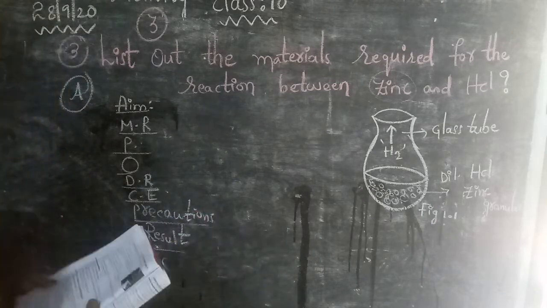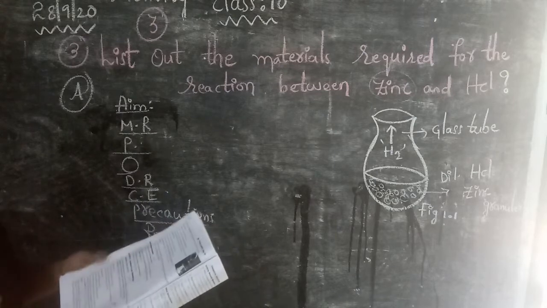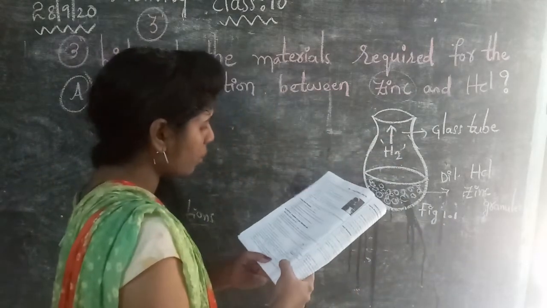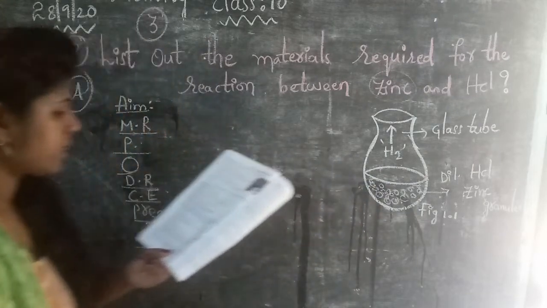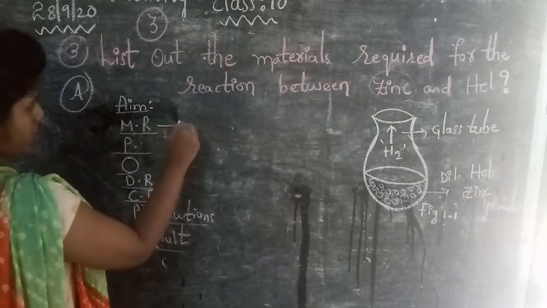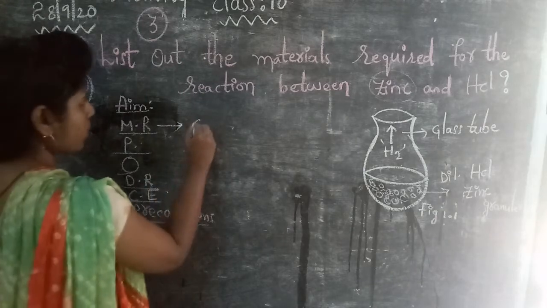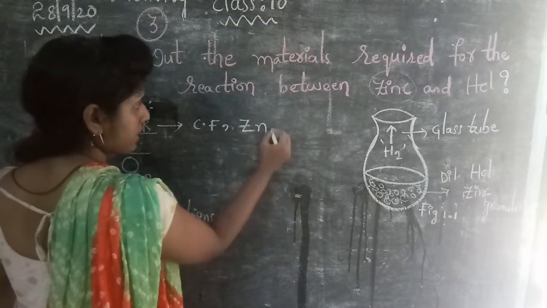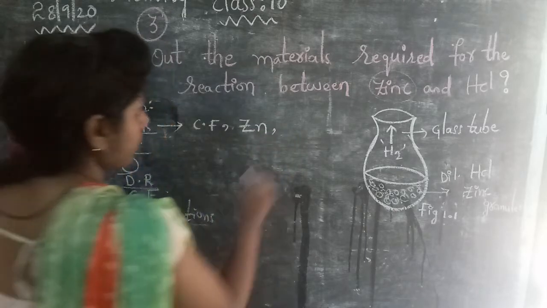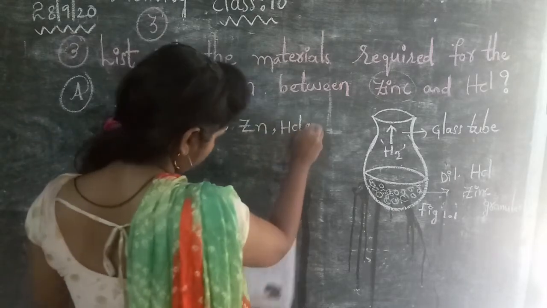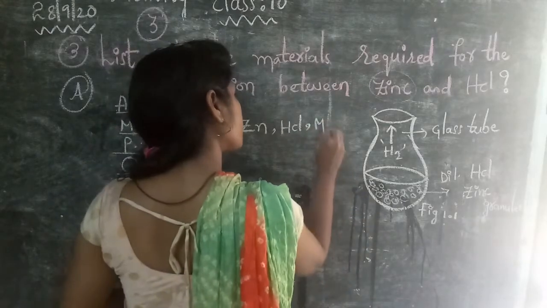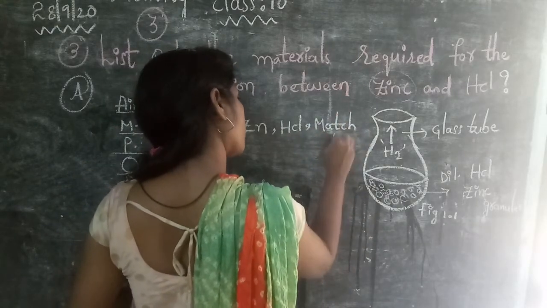Materials required to perform this activity. First one is conical flask or glass tube. Second one is zinc granules. Here we require a conical flask. Next one is zinc. Zinc is denoted with the symbol Zn. Next one is hydrochloric acid. Then we require a matchstick or matchbox.